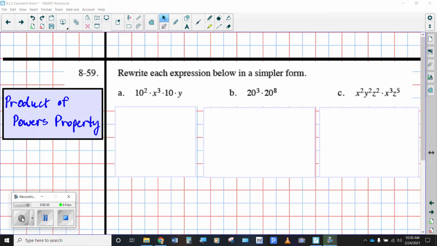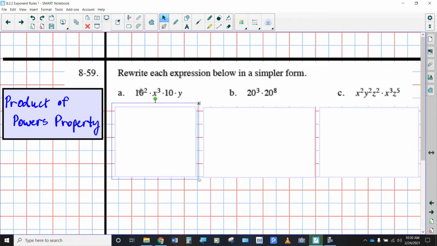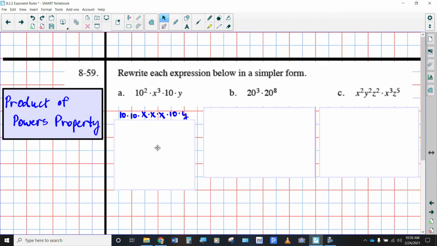All right, let's see how you did. So starting with the first problem, we've got 10 squared times x to the third times 10 times y. If we expand that out, 10 squared is 10 times 10, x to the third is x times x times x, and then you've got one 10 here and one y there.